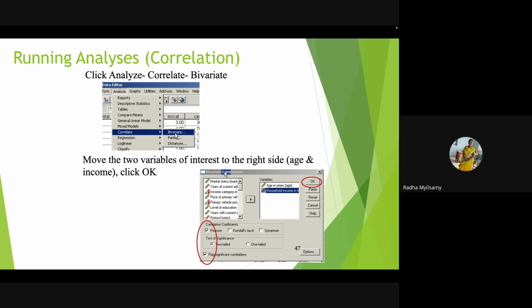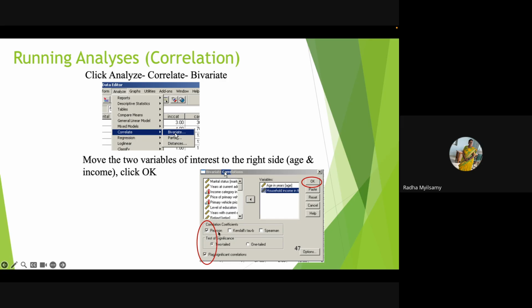And this is the procedure to do correlation in SPSS. Under Analyze, we have an option called Correlate. Within that correlation, we go with the bivariate correlation. In that, we choose the two variables between which we are going to have the correlation. If we want more variables, we may choose more variables. So choose the variables and click OK.